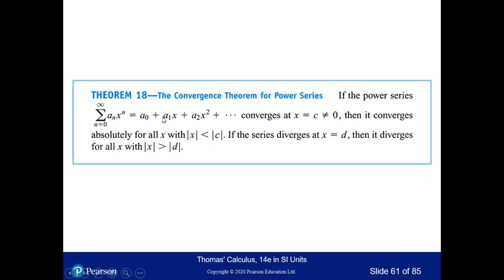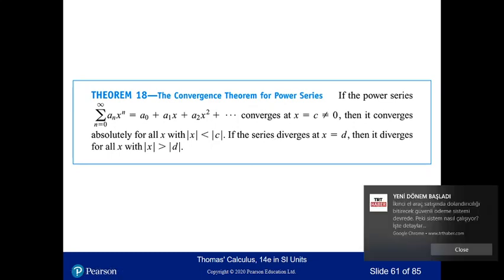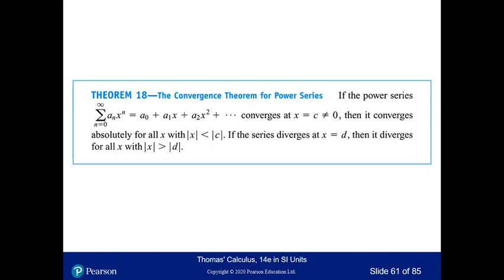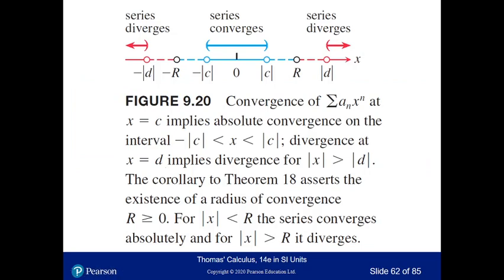Okay, so since we have a power series, we have to talk about the convergence at a point different from 0. If the power series converges at a point c, then it converges absolutely for all x with absolute value of x less than absolute value of c, okay? Anywhere in between, it's going to converge absolutely. If the series diverges at d, then it diverges for all x with absolute value bigger than d, outside of this interval. Okay, that's the convergence and divergence of the series.